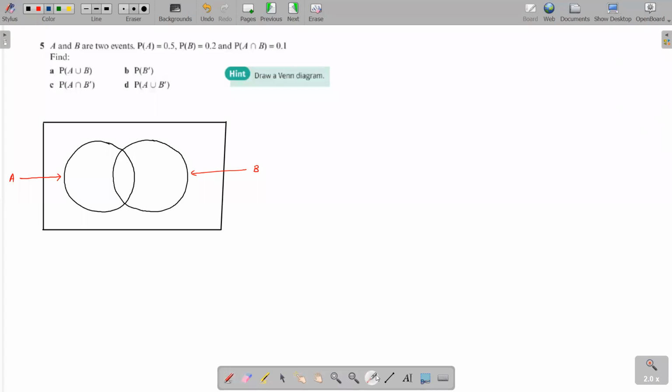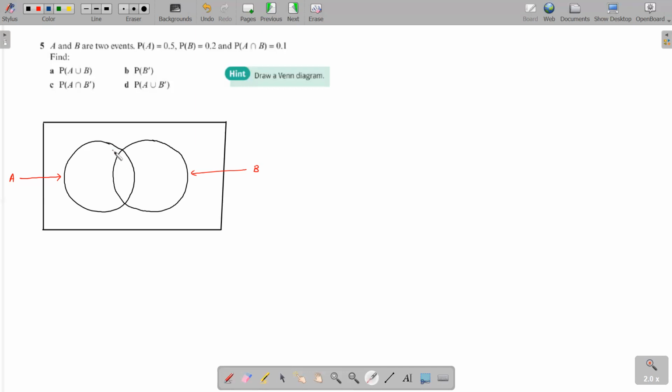All right. So guys, we'll go to question number 5. A and B are two events. Probability of A is 0.5, probability of B is 0.2, and probability of A intersection B is 0.1. So guys, when we come to probability, I just want to give you a quick reminder. You should remember certain things when it comes to probability. The first thing is that total probability always adds up to 1. It never exceeds 1.